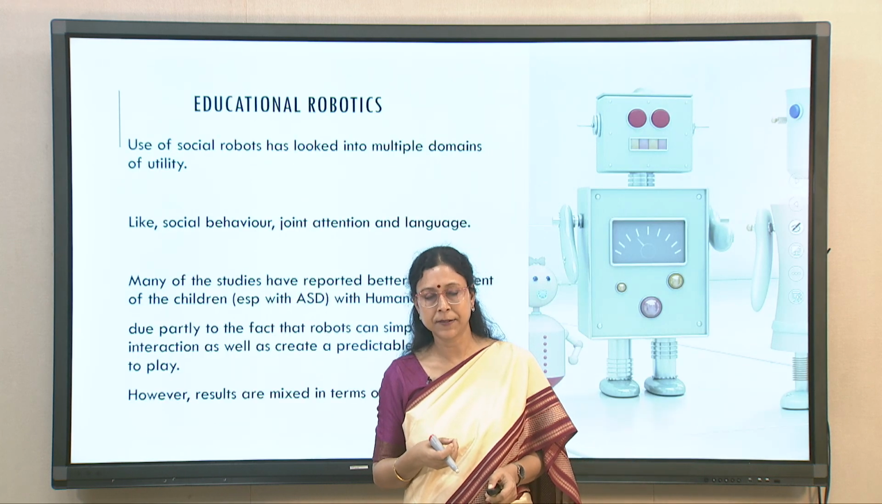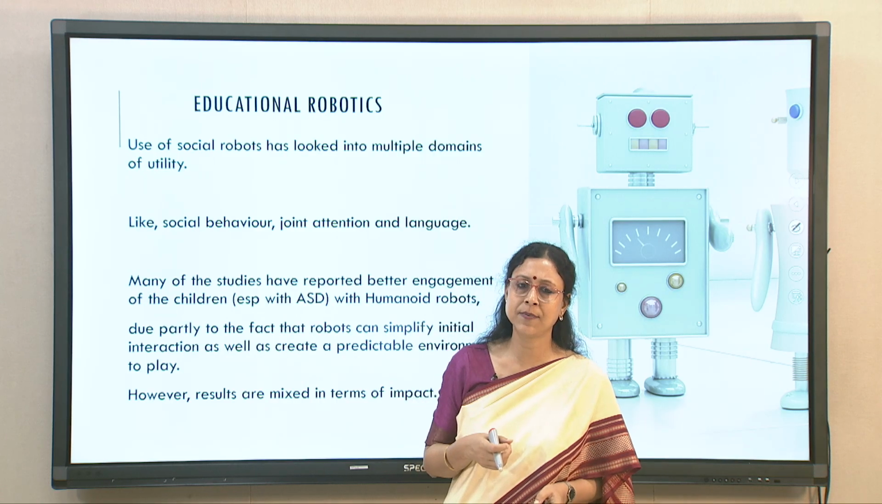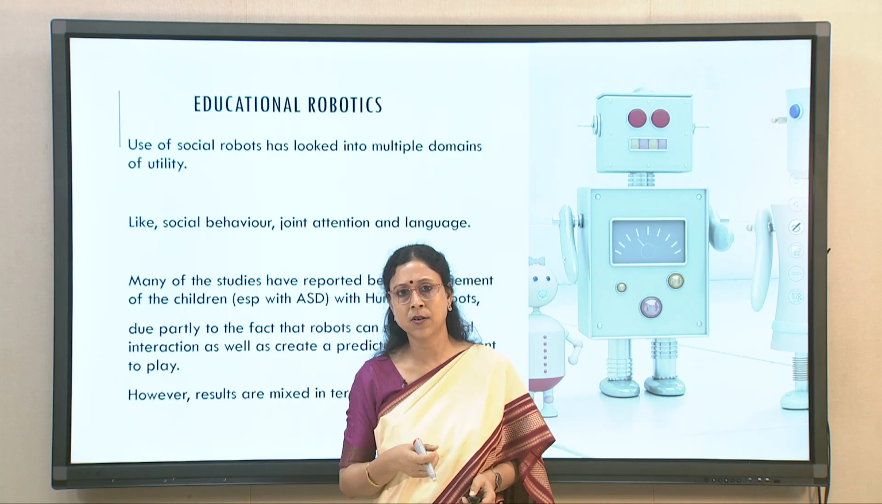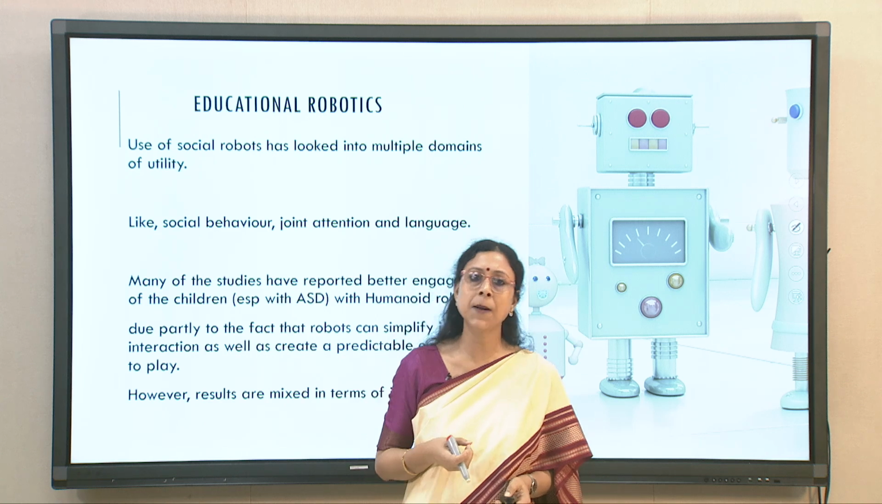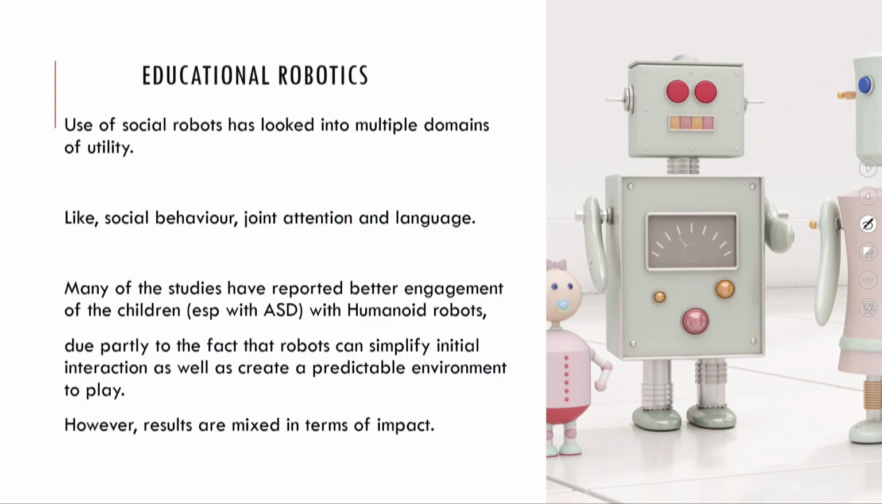Another type that has been utilized for some time now is what is called educational robotics, which is in short ER. They use social robots, and the reason for using robots in many of these cases is that they can be utilized for multiple domains, not just one. So, you can target social behavior, you can target joint attention. Joint attention is something that is seriously missing in ASD children, for example. With the use of a robot, that problem can be addressed. And then of course language.